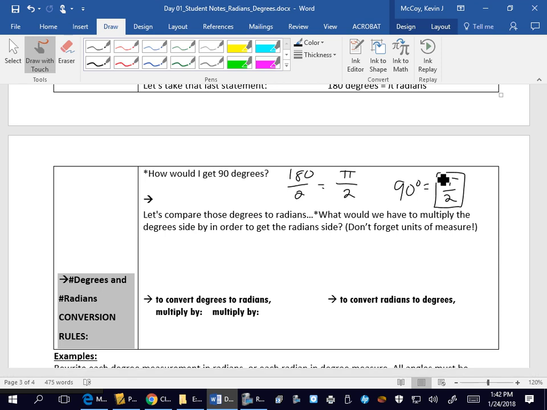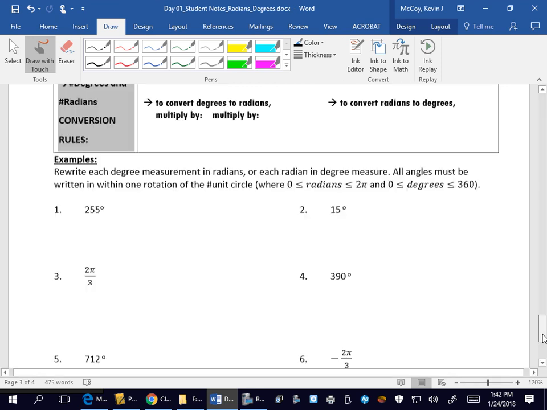We could figure out more special angles. If I wanted to find out what 45 degrees is, I would take 90 and divide it by 2. I would take pi halves and divide it by 2, and so on. And we're going to be able to do that kind of stuff later. So ultimately, all this has been building up to, how do we get back and forth easily between degrees and radians? How would I figure out how to do that?